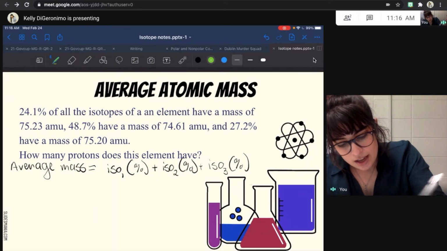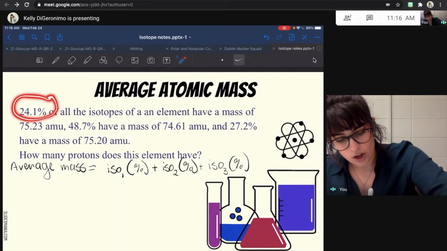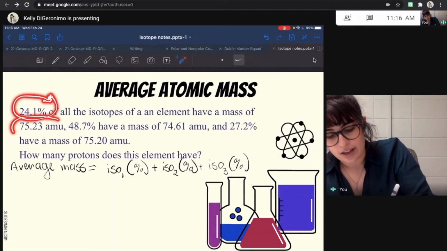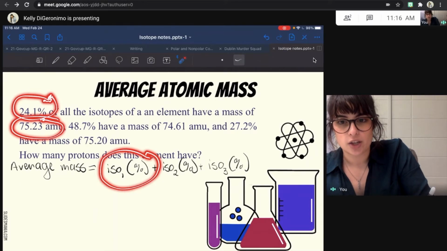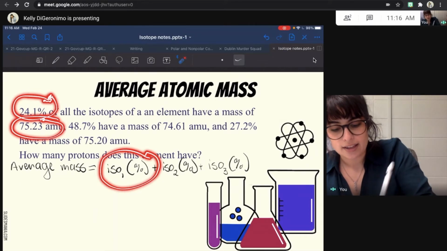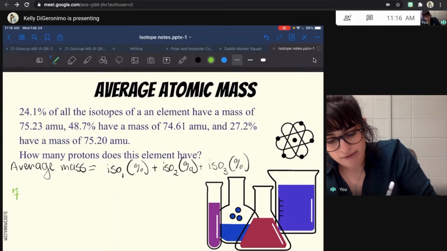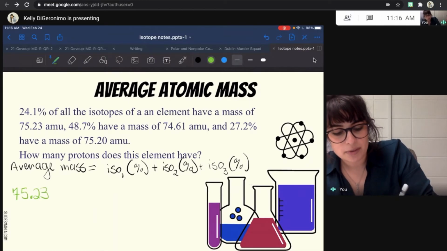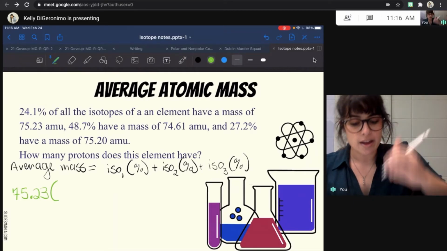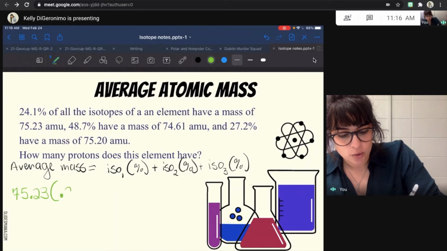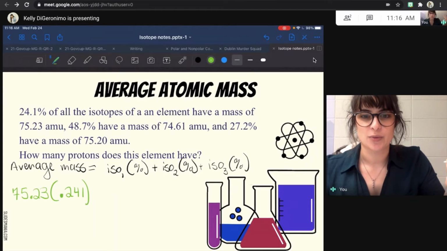It tells us that 24.1% of all the isotopes of an element have a mass of 75.23 AMU. It just gave us this first part of the equation. So isotope 1 has a mass of 75.23, and we multiply it by its percent abundance. What am I going to multiply it by? You're right if you picked 0.241, because that's how percents work.